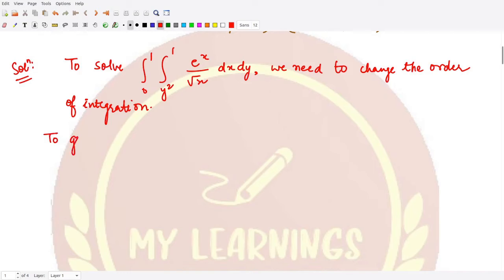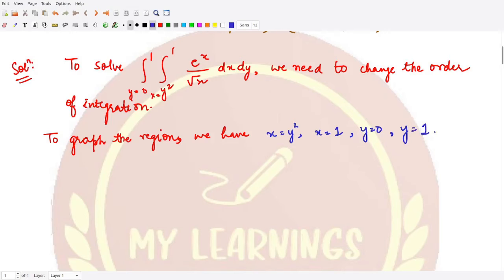To graph the region here, you should notice the limits. So we have the limits as here: x is given to be this and y is given to be this one, right? So you can clearly see that you have x is equal to y square as one of the limits. Another limit is x is equal to 1, another limit is y is equal to 0, and another limit is y is equal to 1. So you have all the 4 limits written down here.